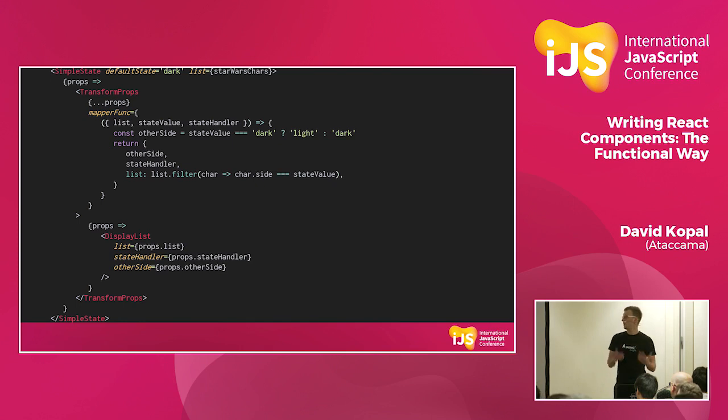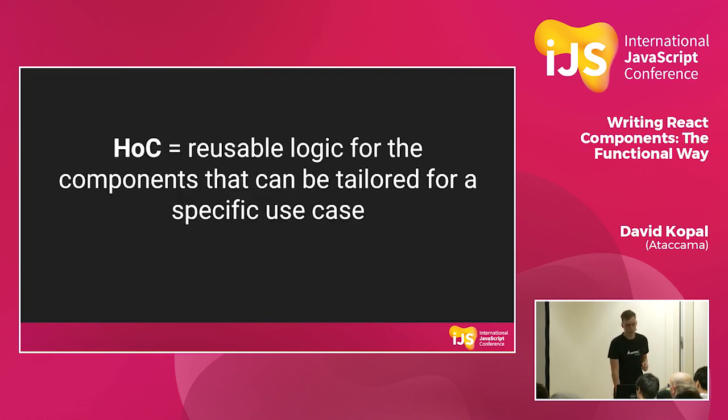So the components are still reusable. But in my opinion, the readability of this is worse than of higher order component composition. Because if you want to add a new enhancer, a new higher order component into higher order component composition, you just add a new higher order component into the compose function. It's much simpler than to write everything down here. So if you need a complex logic for your components that can be tailored for a specific use case, higher order composition is the way to go.